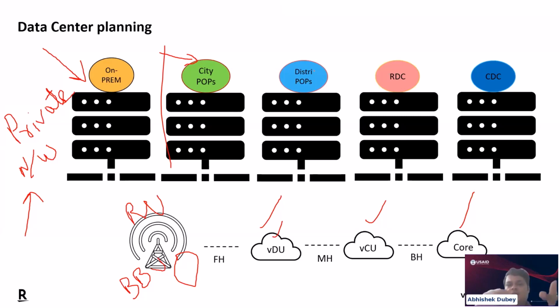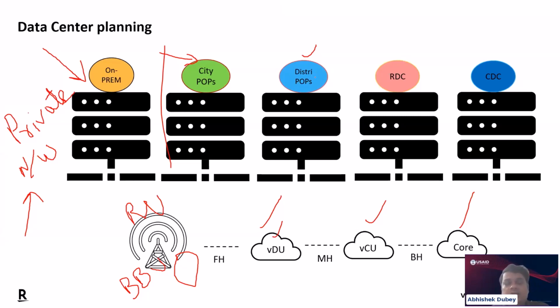If there is a certain use case like FWA, fixed wireless access, in a certain cluster or area, that doesn't require very stringent latency, we can host our DU on the district POP as well. So that is how we are planning the different data centers.